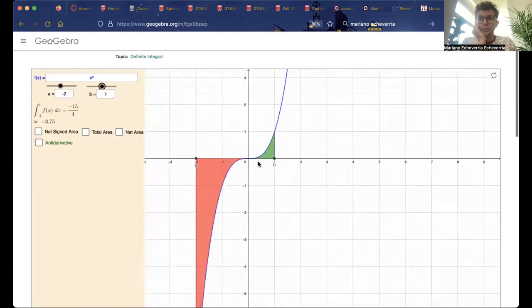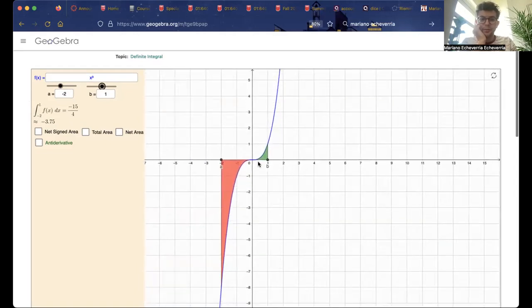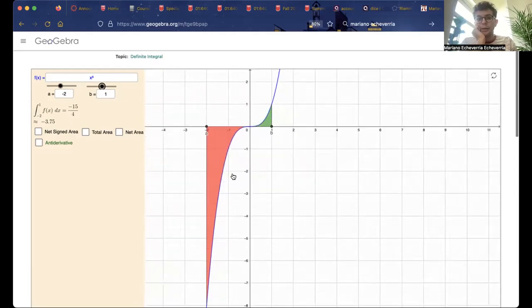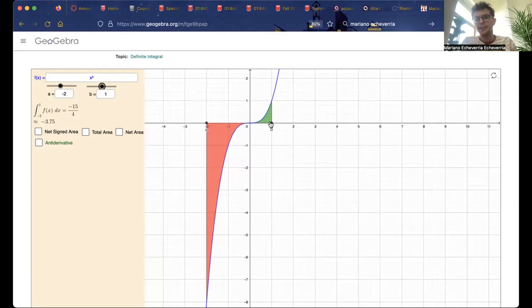Yeah, so you can see that this area, net area, that's actually what I should be saying. There's more area beneath the x-axis than above the x-axis, it's kind of clear in this picture. So that's why the integral comes out negative, because again, this area is all being counted negative. Okay.